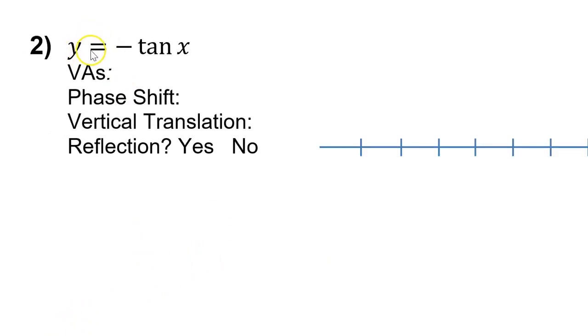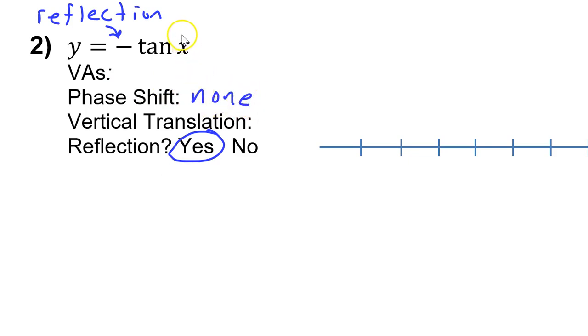All right, problem number 2, we have y equals negative tangent x. So this is the parent function, except for this negative sign in front is going to be a reflection over the x-axis. So this is going to be a reflection. So we'll definitely say yes on that. I'm going to come back to the vertical asymptotes. As far as phase shift, there won't be any.